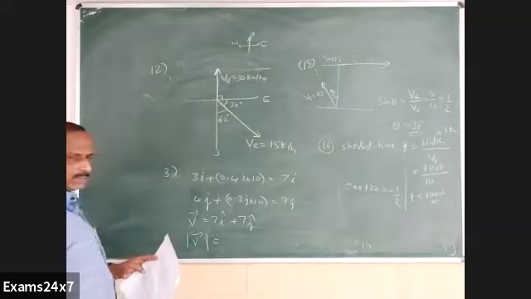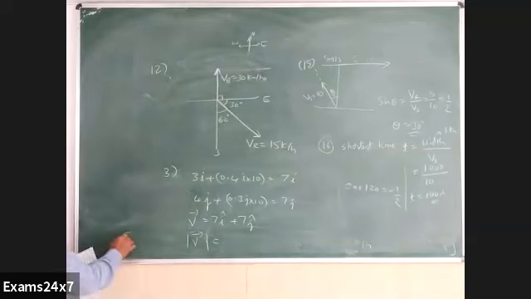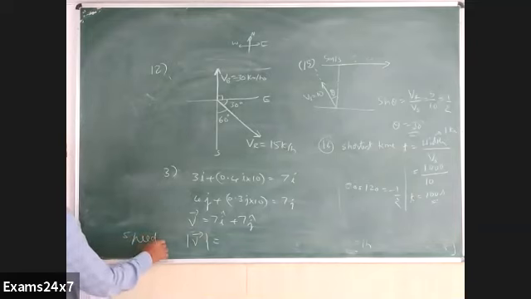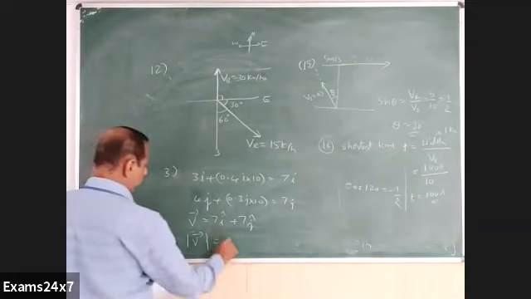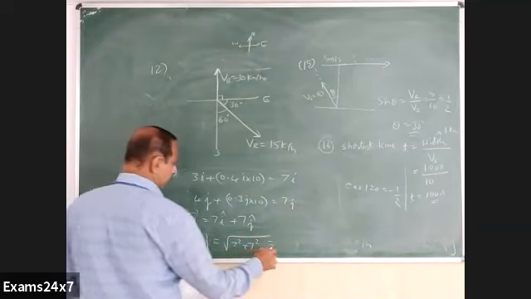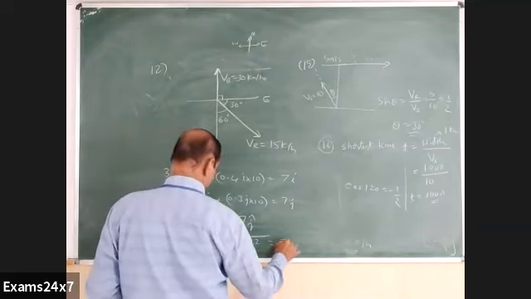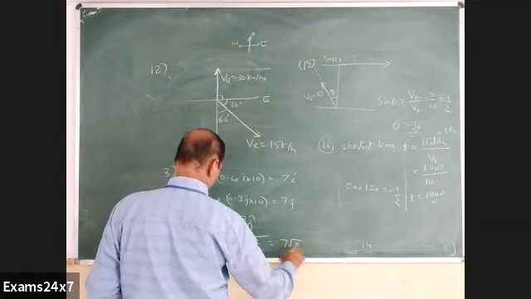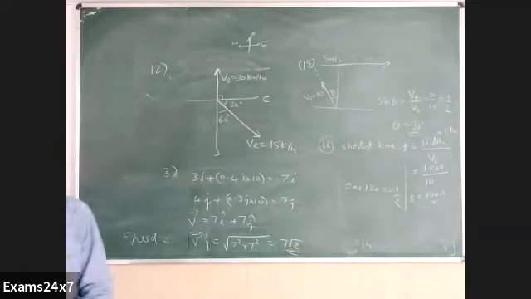Speed is nothing but magnitude. So root of 7 square plus 7 square becomes exactly 7 root 2. Answer: Option B.